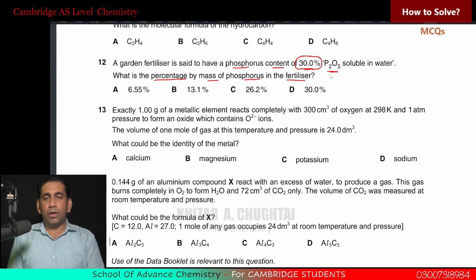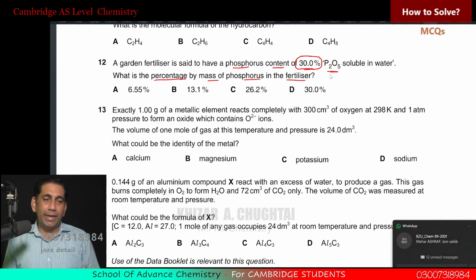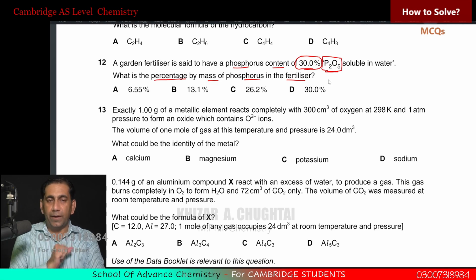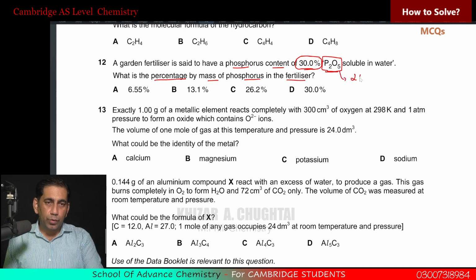Whenever you have just a formula and you are supposed to find the percentage by mass, you can start from its Mr. So what is the Mr of this P2O5? Let's suppose this is a 100% pure sample of P2O5. Its Mr is equal to 2 into 31 plus 5 into 16, and the answer is 142. So 142 gram.